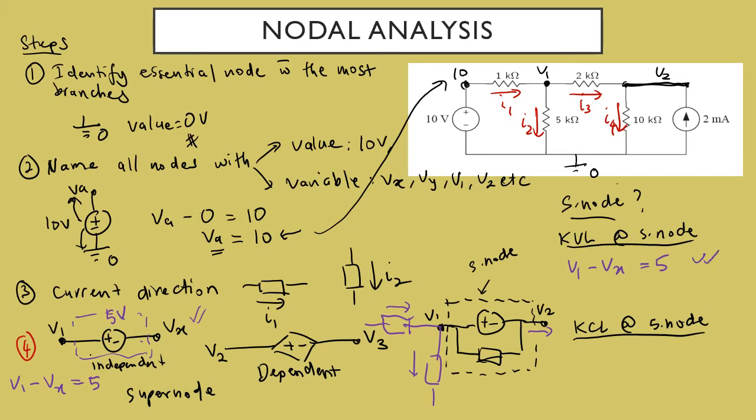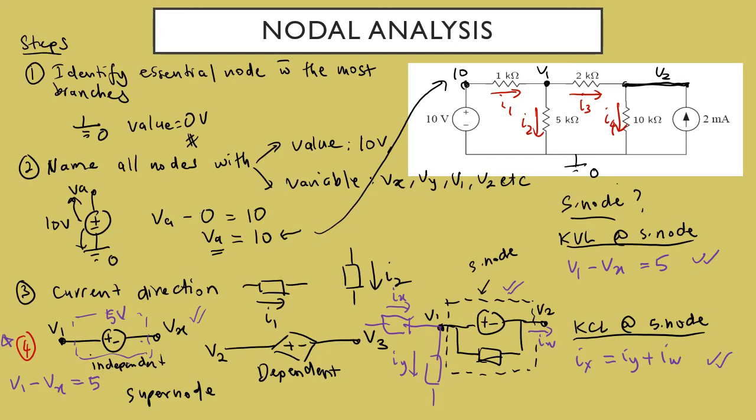And then what is KCL at the supernode? Maybe in this example, you have an Ix here, Iy, and maybe this is Iw. The equation for this KCL is the summation of all current entering should be equal to the summation of all current leaving. So Ix should be equal to Iy plus Iw. So these are the two equations we have. If you cannot find any supernode, then you can just skip step number 4.